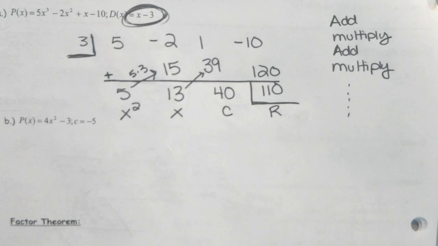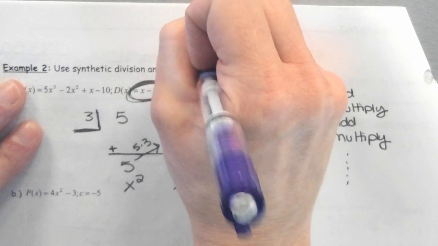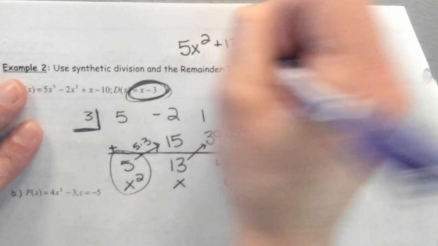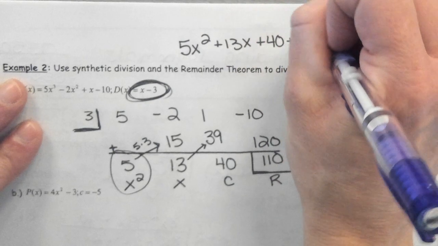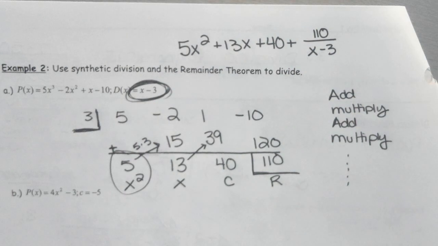So how do I write my answer to this problem? I'm going to write it up here because I ran out of room. 5x squared, so these are my coefficients, plus 13x plus 40 plus my remainder over the divisor, which was x minus 3. Was that a lot faster than the long division? So there would be negative 3 on, is what would make it 0. You're basically solving it to figure out what the solution would be.